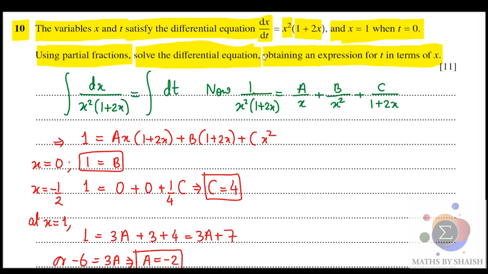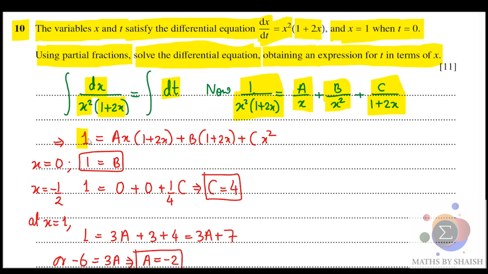So of course, we have to start from the partial fraction. For that, we have to see how to write it. So x terms together, splitting the variables, variable separable, we say. So dx over x square into 1 plus 2x, and dt goes to the other side, we got dt. Integration we apply, and now we will do the partial fraction here. 1 over x square into 1 plus 2x. So we can write a over x plus b over x square plus c over 1 plus 2x. We multiply the whole thing by x square into 1 plus 2x everywhere.